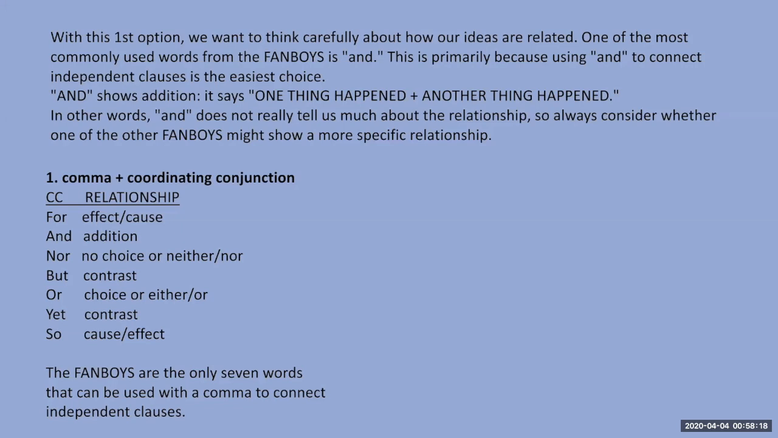Again, with the comma plus the coordinating conjunction, we have for, which shows effect and cause, and shows addition. Nor shows no choice or neither-nor, but shows contrast. Or shows choice or either-or, yet shows contrast. So shows cause and effect. The FANBOYS are the only 7 words that can be used with a comma to connect independent clauses.